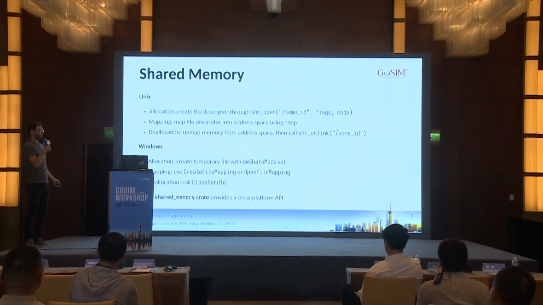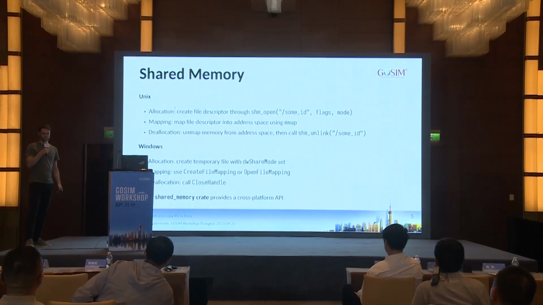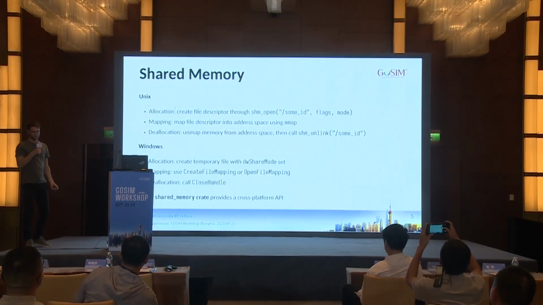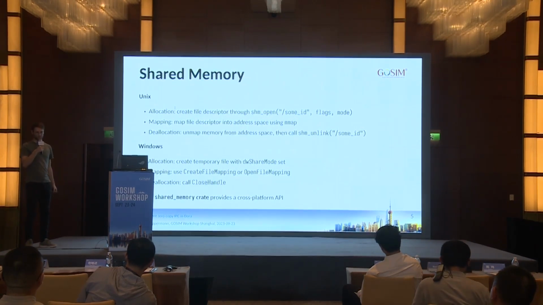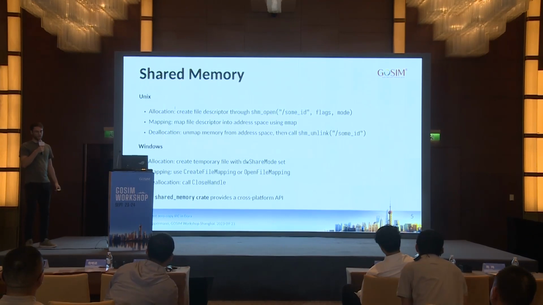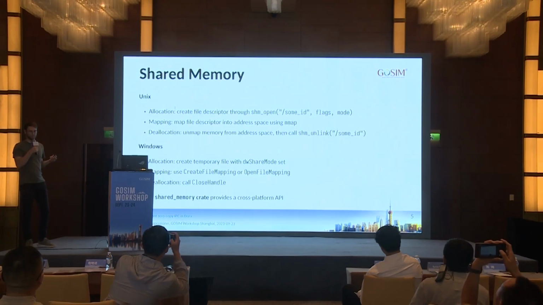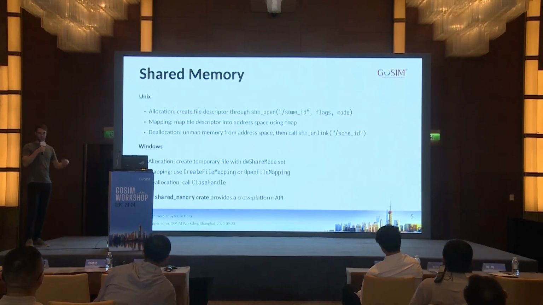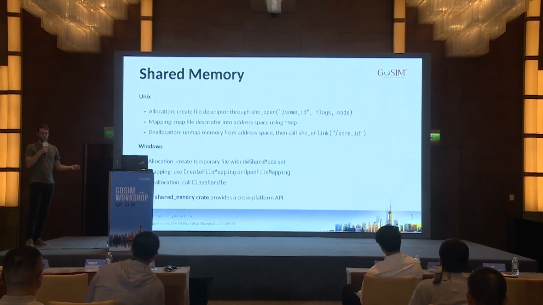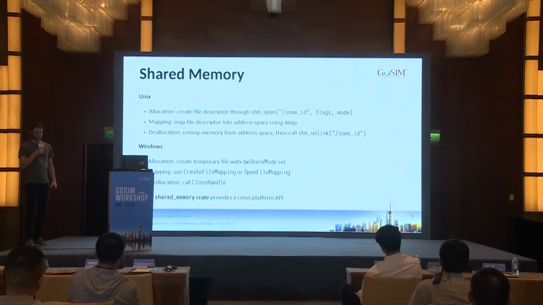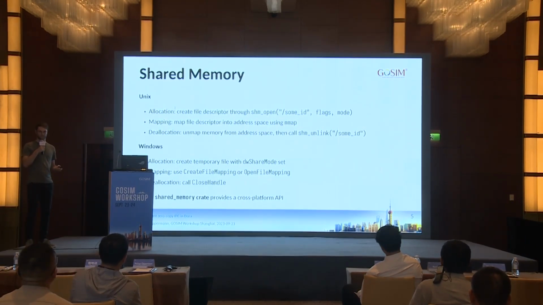Shared memory works quite similarly on Unix systems and Windows systems. It's based on file descriptors. So on Unix, you first create a shared memory file descriptor using shared memory open. Using this call, you specify some unique ID. And then you can map that file descriptor into your process's address space. And then you can share that ID with a different process, and that one can also map it and access the same data. The deallocation works by first unmapping the memory from your address space and then unlinking this shared memory file descriptor. On Windows, it's a bit different, but kind of similar.